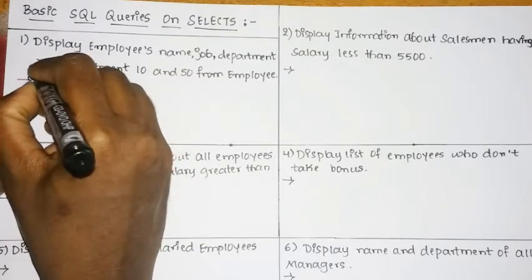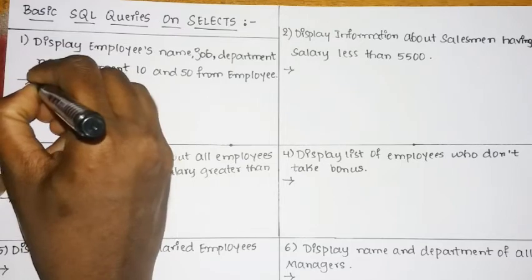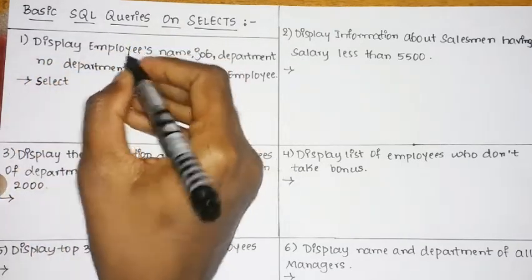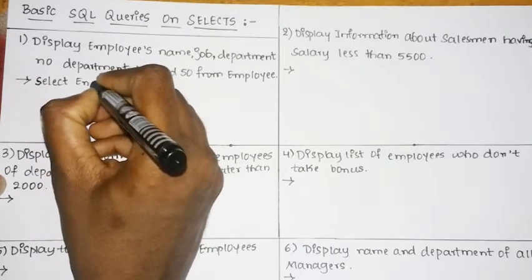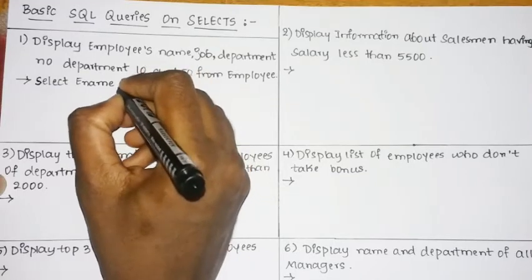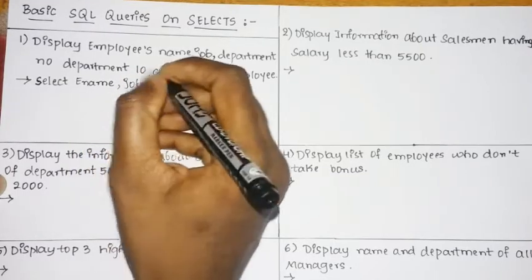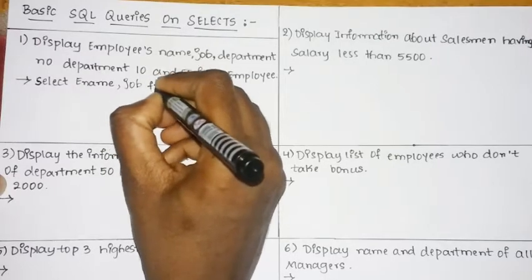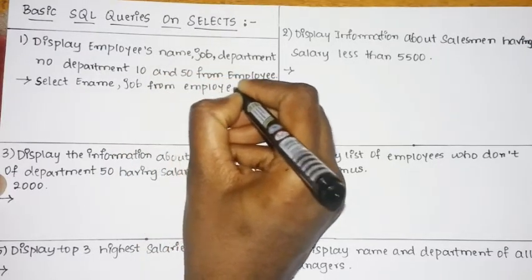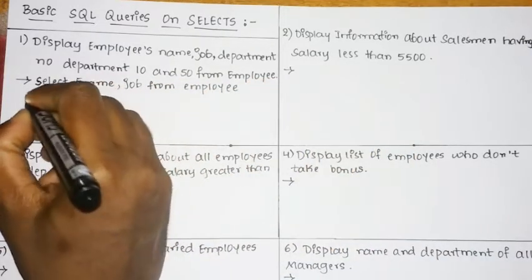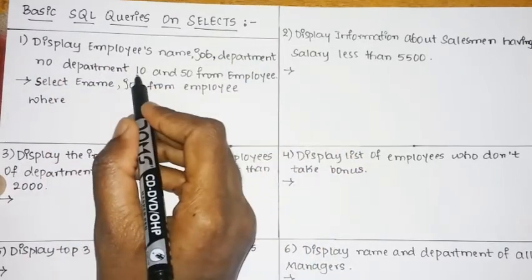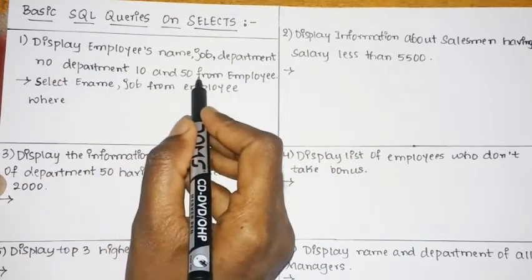From the table, initially you need to consider that there is a table employee. So you need to use a select clause. So select, you need employee name. In short you can write it as e name, which refers to employee name. So select e name, comma, job from employee, followed by where. So where department number, that is department 10 and 50 from employee.